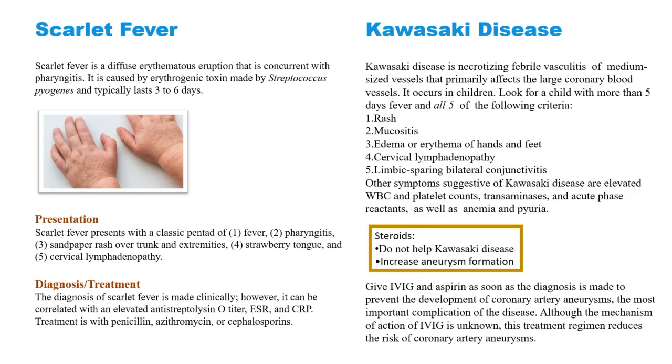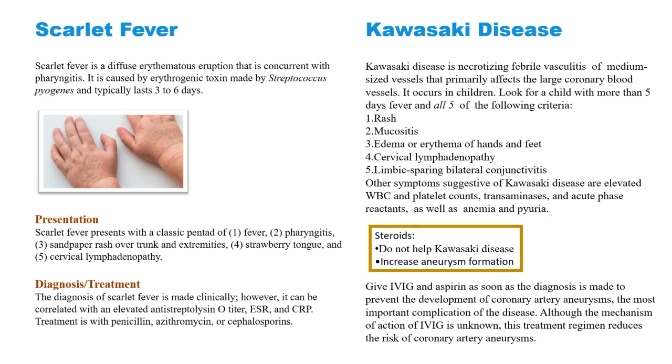So I'll go to the next slide, which is slide number 10. On the left side of the slide, we'll see a child with scarlet fever, the hands with specific rash. Scarlet fever is a diffuse erythematous eruption concurrent with pharyngitis. It's caused by erythrogenic toxin made by Streptococcus pyogenes and typically lasts 3 to 6 days.